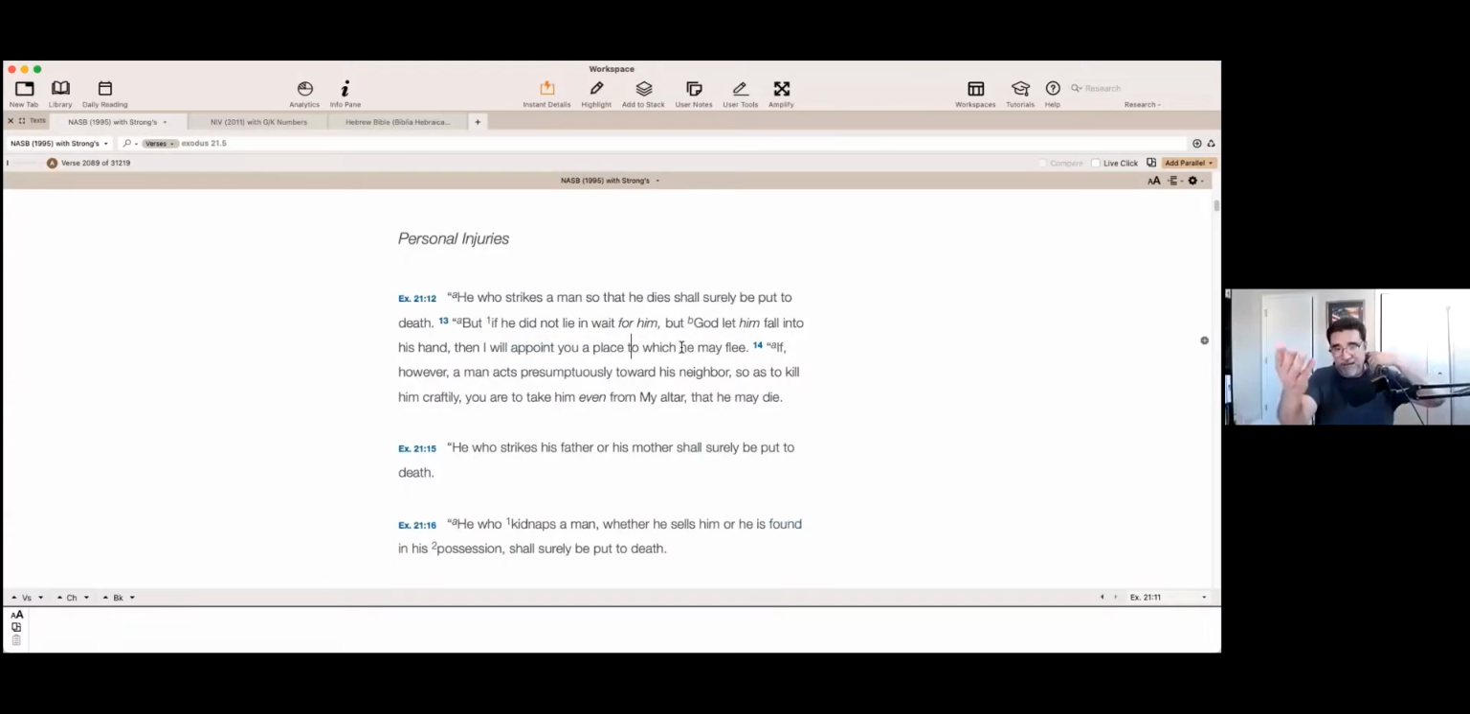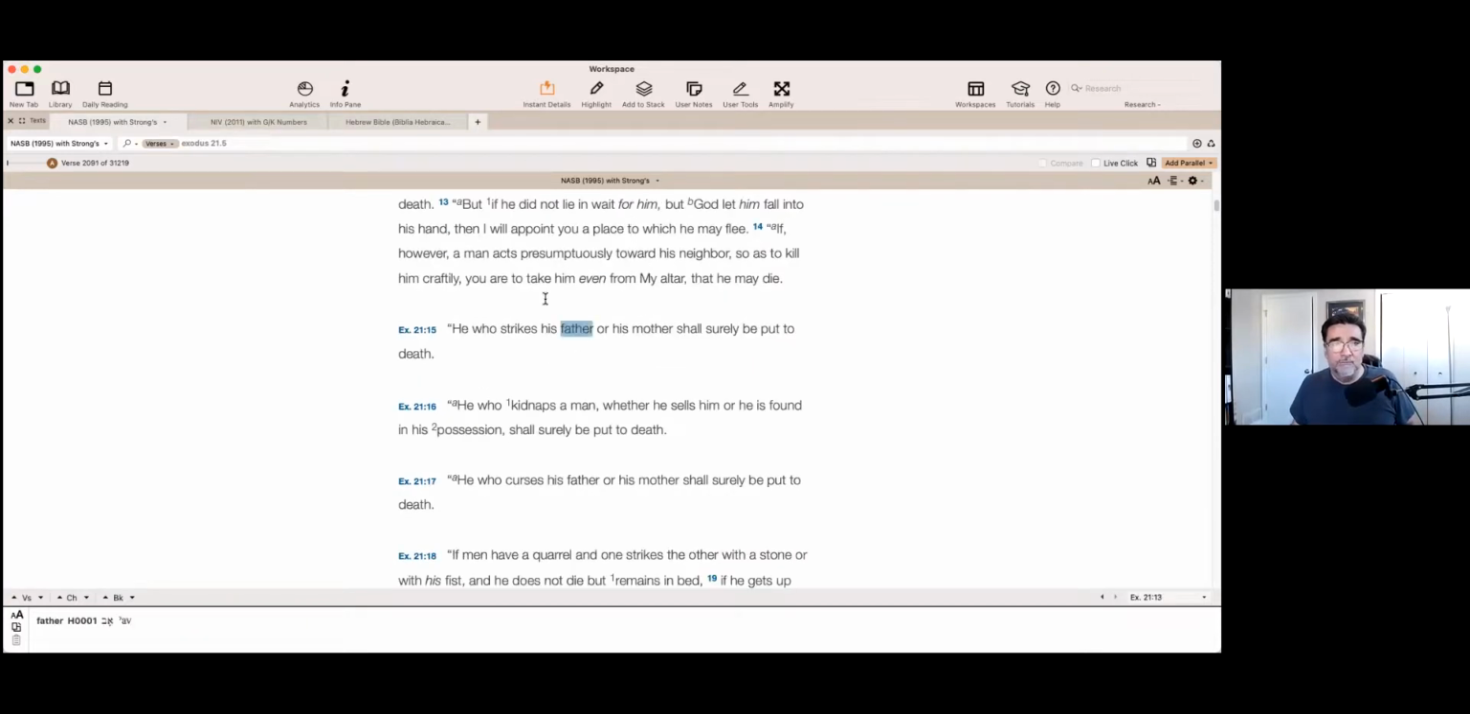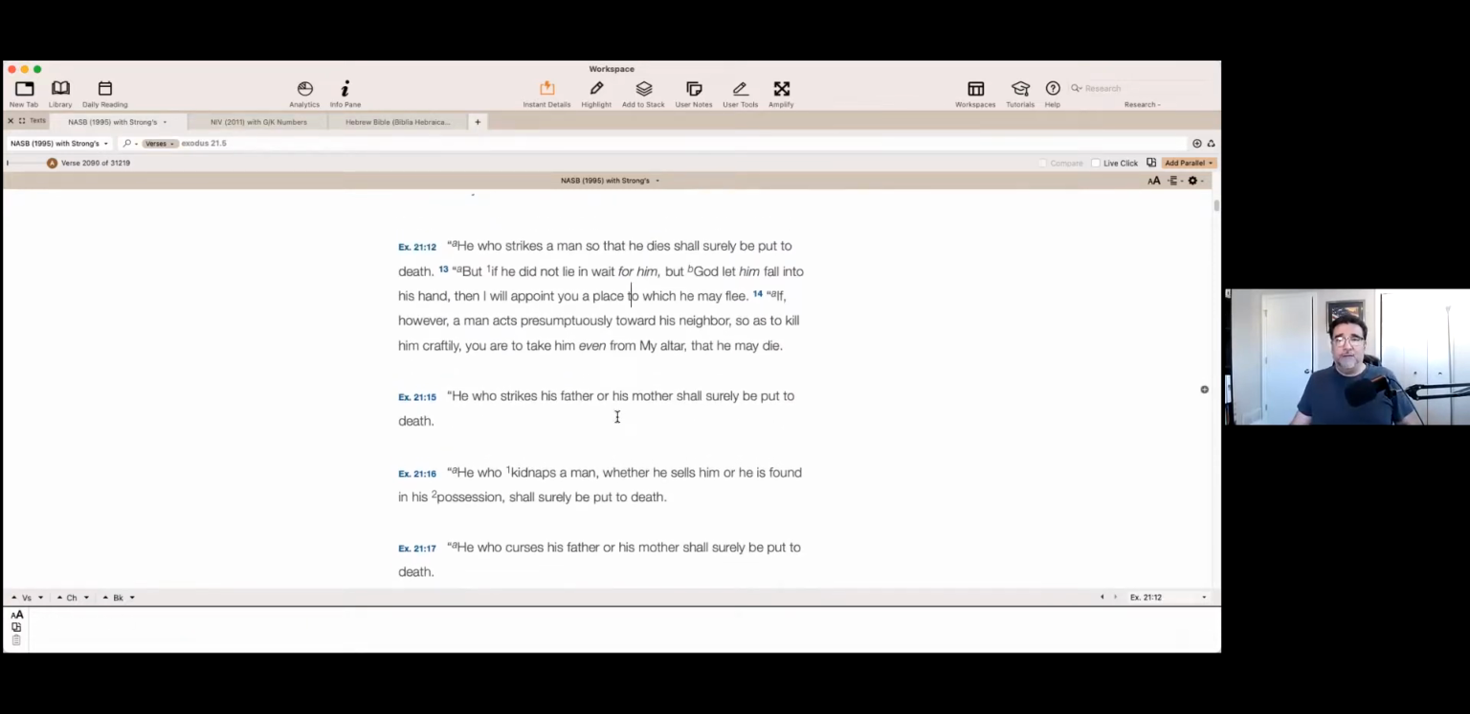In many of these passages, in the next few verses, you see the term mot yamut, which means he shall be put to death. So mot yamut, and all commentators agree that means that a court is going to be the one that's going to put him to death by their judgment. So you're to take him from the altar.